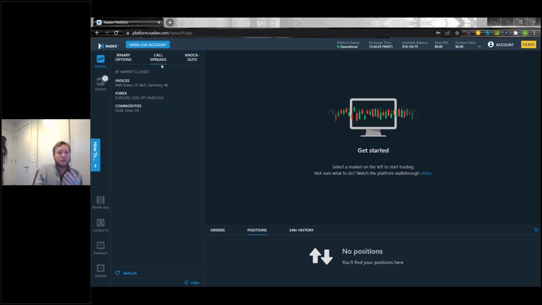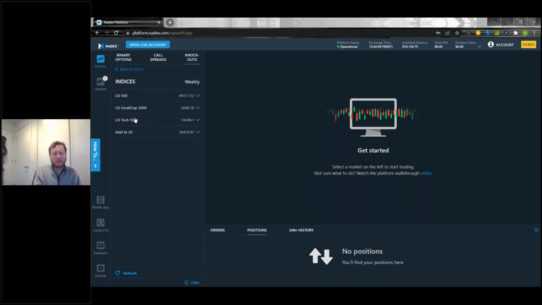So let's jump right into the platform here. On our top left-hand side of the screen, we have our binary options, call spreads, and knockout contracts. We'll start with a knockout example. You can click across the top here and see all of the different market asset classes that you can trade on Nadex.